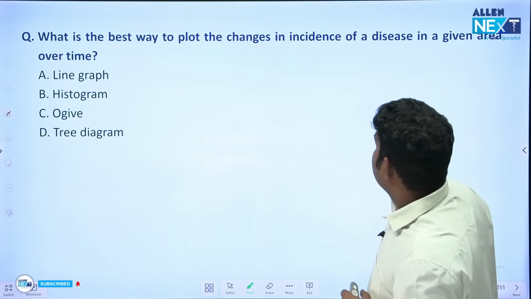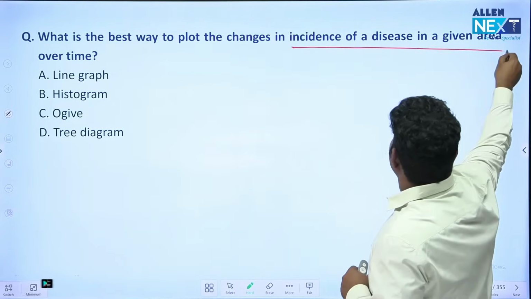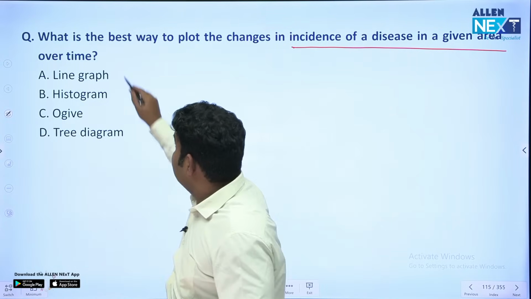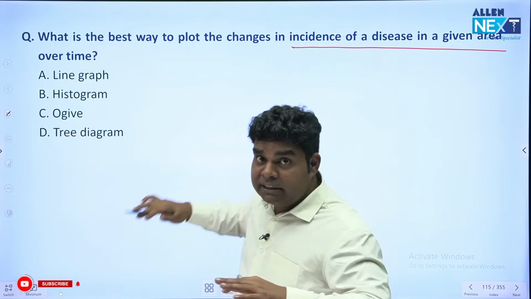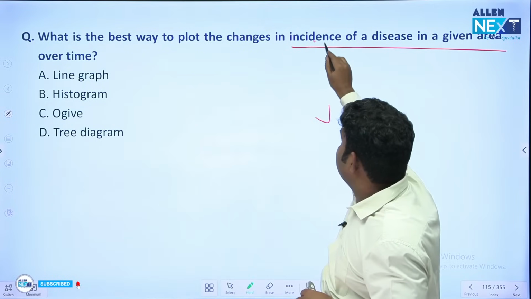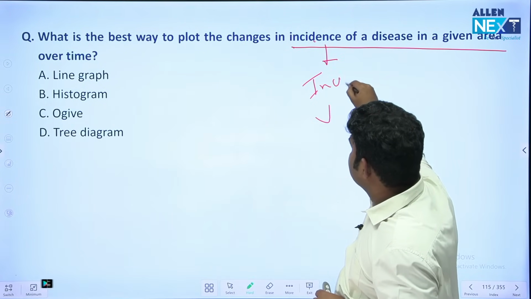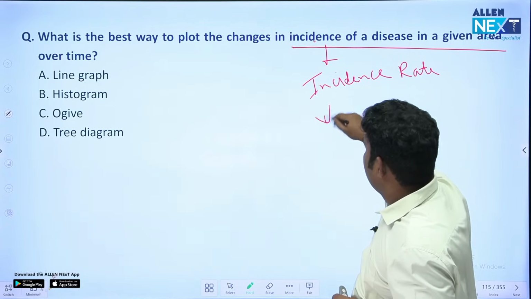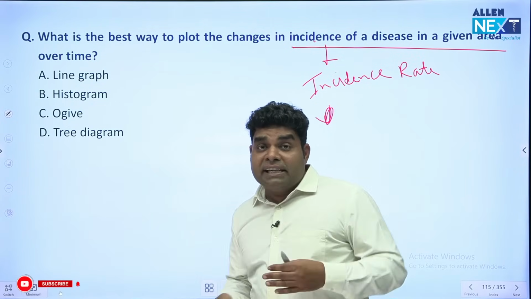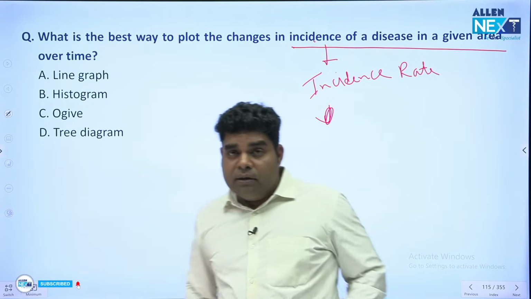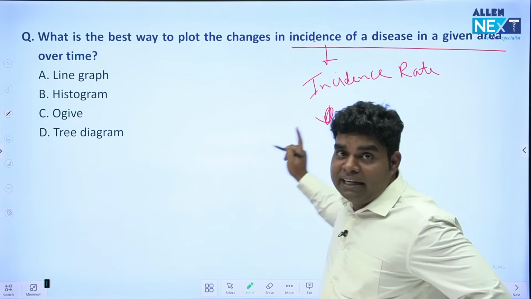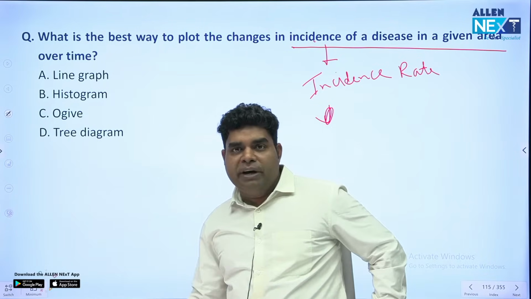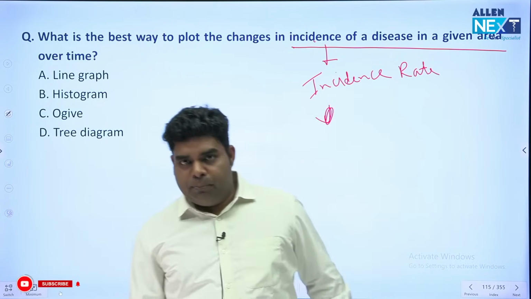What is the best way to plot the changes in incidence of a disease over time? If they ask over time, this is a separate question which I am asking. Incidence of disease over time, this is known as incidence rate. This question was asked 2 years back in the MCI exam. The number of new cases added over time is known as. So new cases over time is incidence rate. But how will you plot them? Which of the 4 is the best way to plot incidence over time?